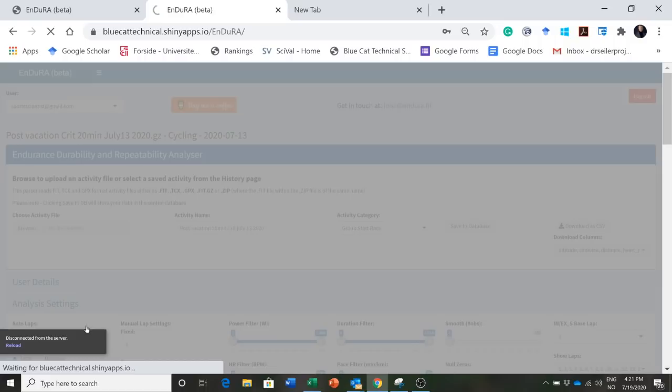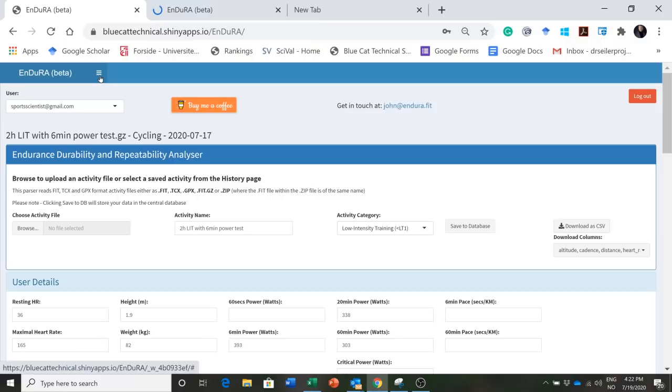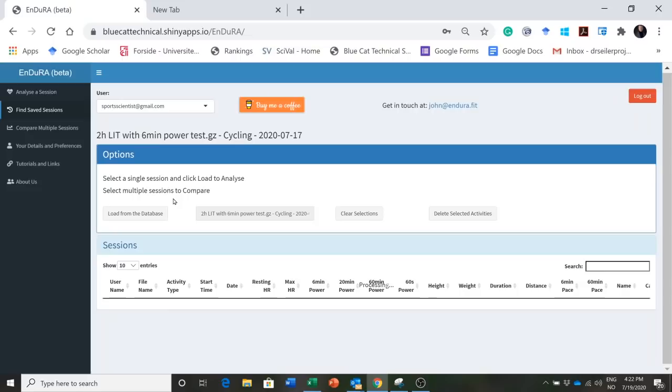I was hoping I would avoid that, but the automatic timeout hit me, so you're going to have to struggle with me. Or actually, I'll just go here and find a different file where I have done a race, and that is here. And I'm going to load that.